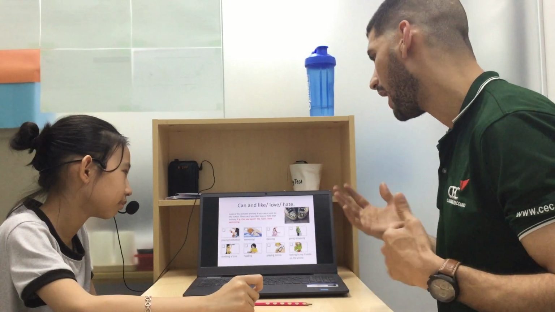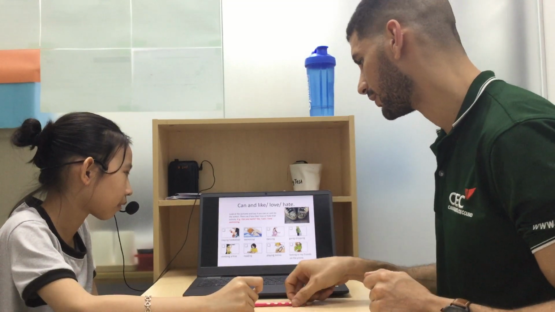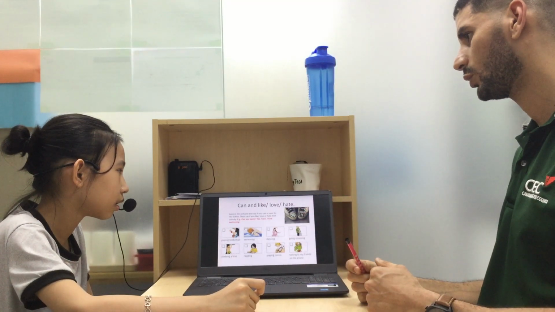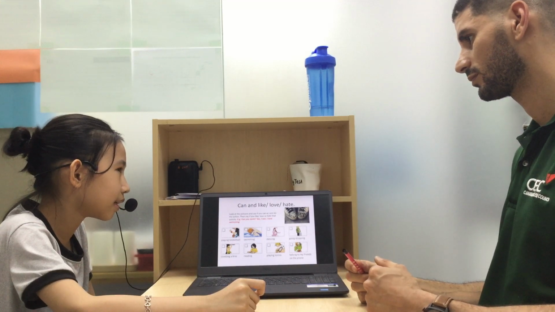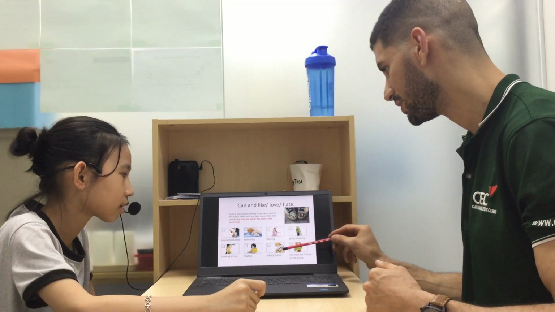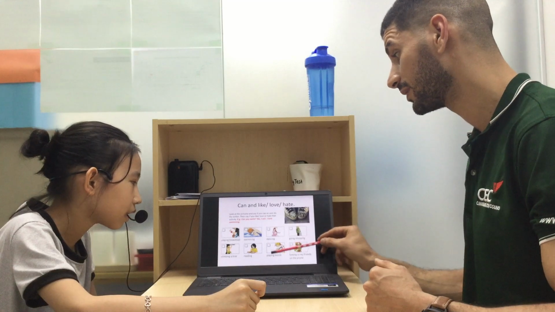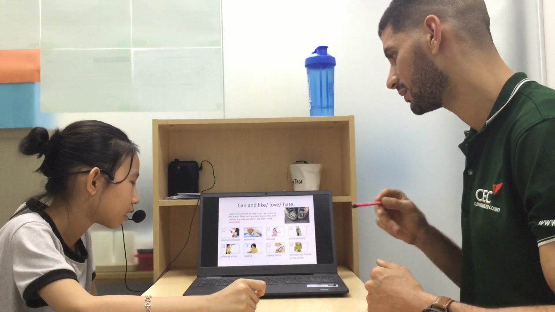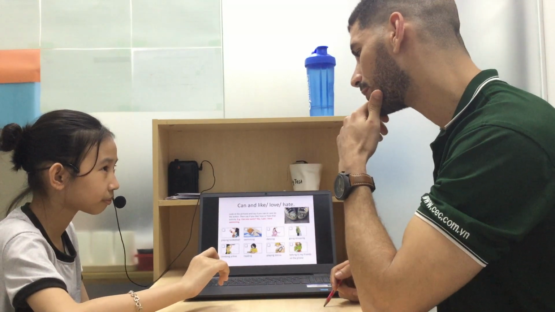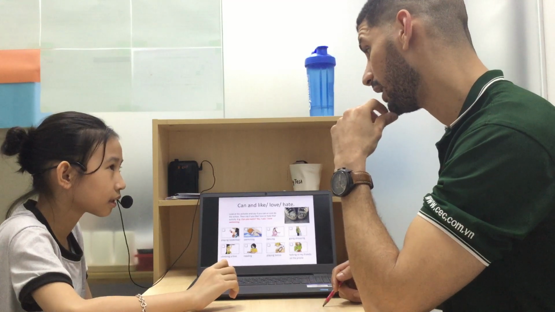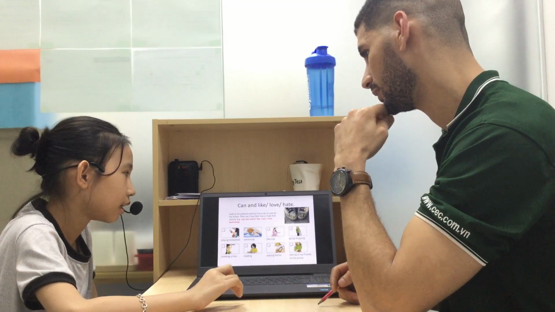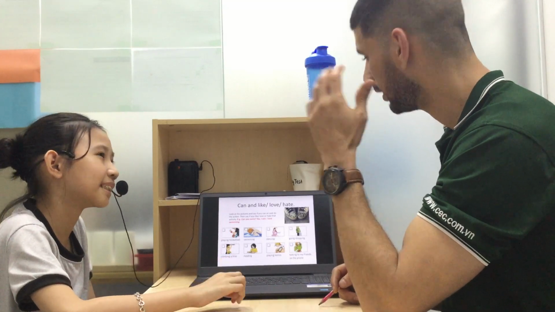We have can, live, love, and hate. Tell me first, what is she doing? She is swimming. Great job. Where do you usually swim? I swim in the swimming pool. What is she doing? He is playing tennis. What about here? She is reading books. Can you read books? Yes, I can. How do you feel about it? I like reading books.